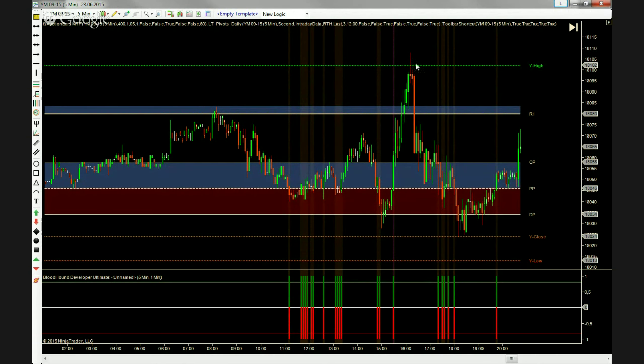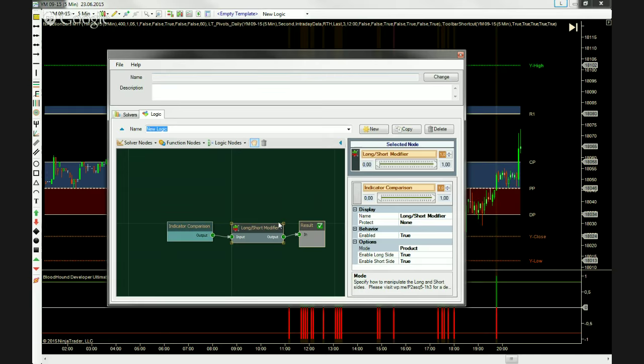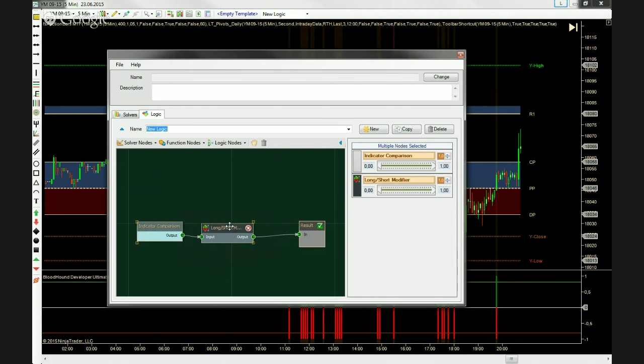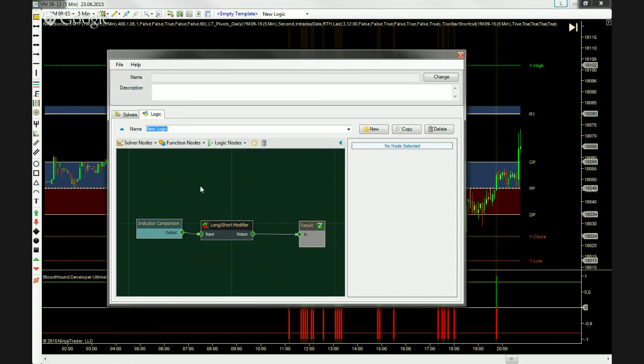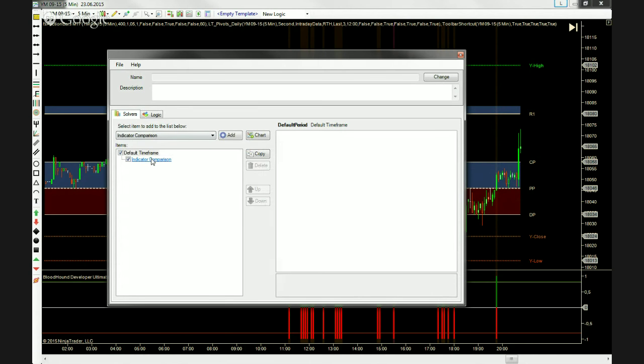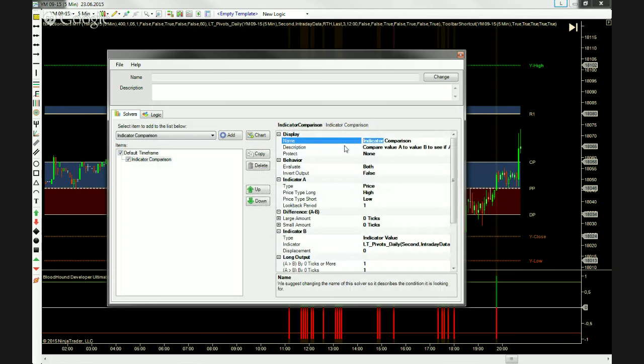Let's add one condition for focusing on this price bar up here, just to show you that we can, within the framework of Bloodhound, fairly easily identify and isolate price action points that are very significant when we're evaluating trading opportunities. So let's go into solvers and rename this with something that is easier to remember. So we call it the high-low of the pivot point comparison.